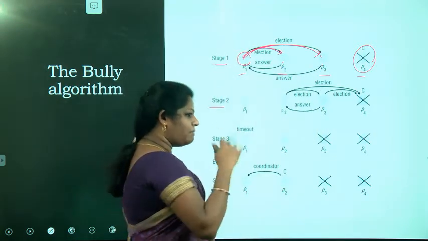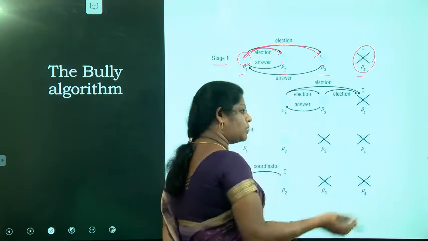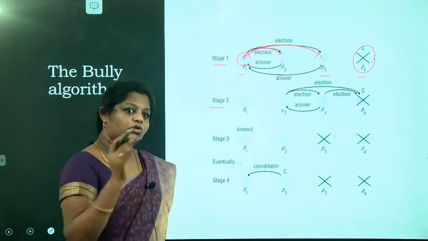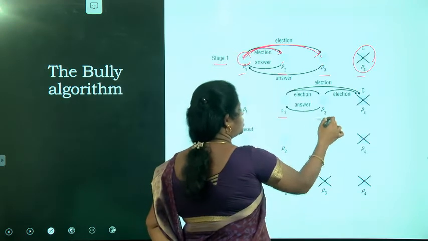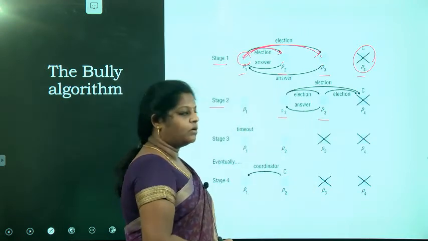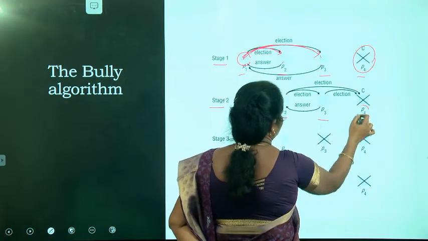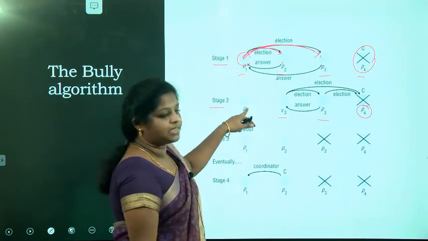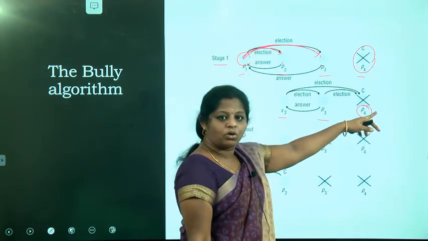Simultaneously, P2 and P3 are also electing. They enable the election because they also want to become the participant. See here, these 2 processes don't know that P4 crashed, because P4 is the only one having the highest identifier. So these 2 processes don't know that P4 crashed.